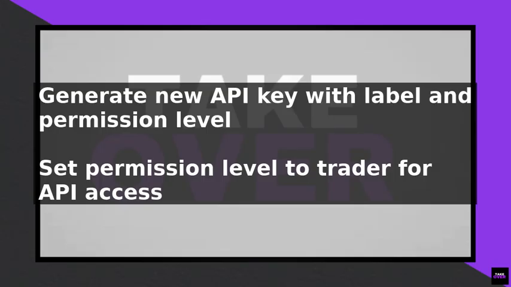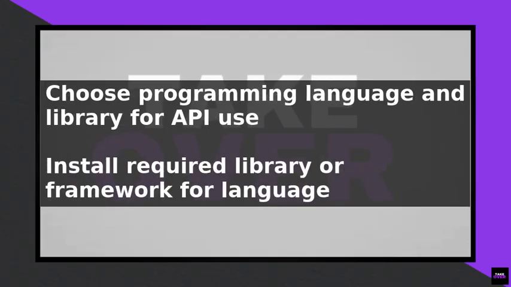use. Blofin supports several languages, including Python, Java, and C++. Choose the language that you are most comfortable with and install the required library or framework. Once you have chosen your language and library, you can start writing your API code.